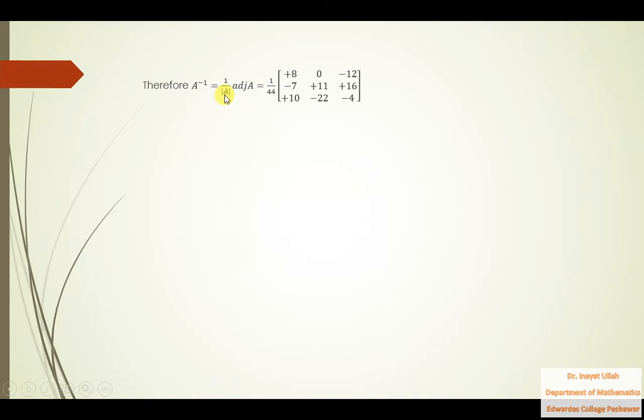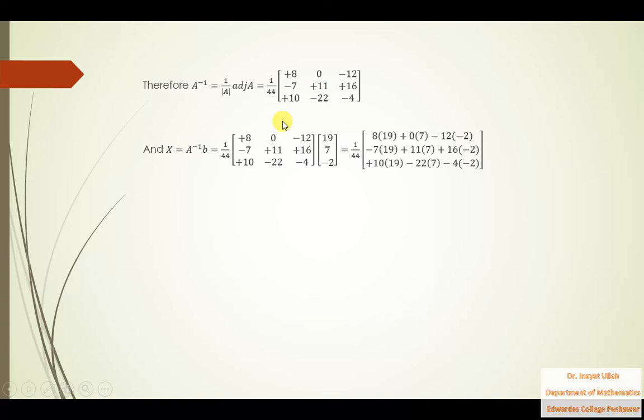Therefore A inverse is 1 by determinant of A into adjoint of A, is equal to 1 by determinant, which is actually 44, so 1 by 44, and this is the adjoint of A. So that is A inverse. Therefore X is equal to A inverse B. So this is the value of A inverse, this whole value, and this is actually the B matrix, the column matrix.